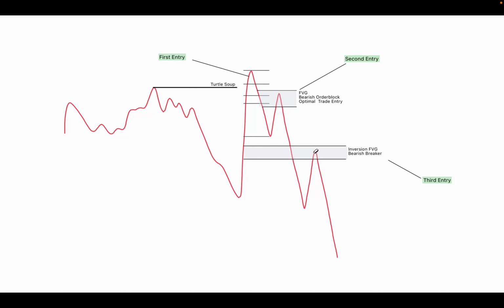A bearish breaker. Then we sell from there. So first entry is Toto soup. What this first entry, Toto soup, means is you enter immediately around here. Then your second entry, fair value gap, you enter here. Third entry, inversion fair value gap or breaker, bearish breaker, you enter here. So that's the first, second, and third entry.